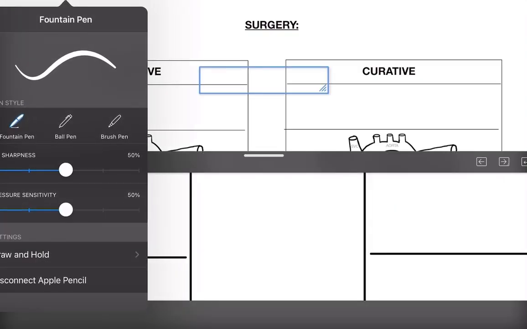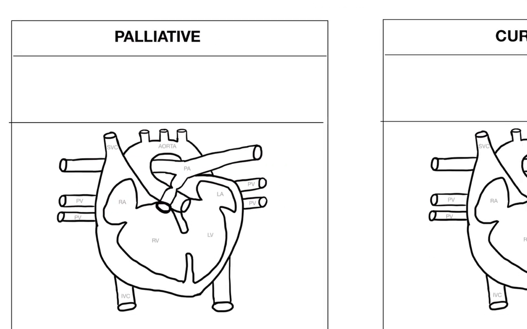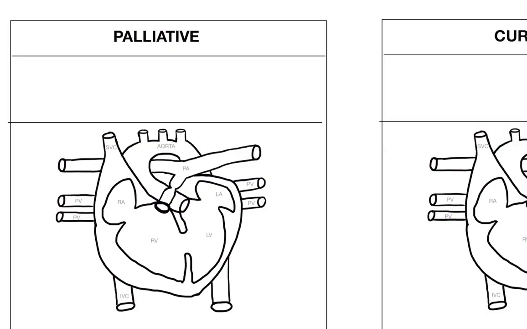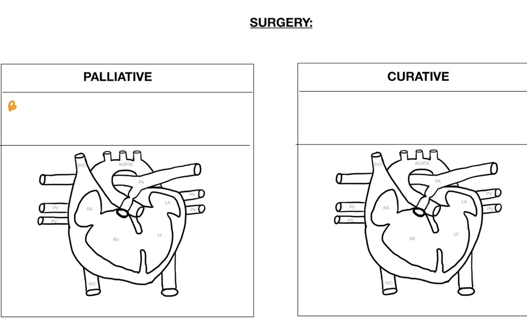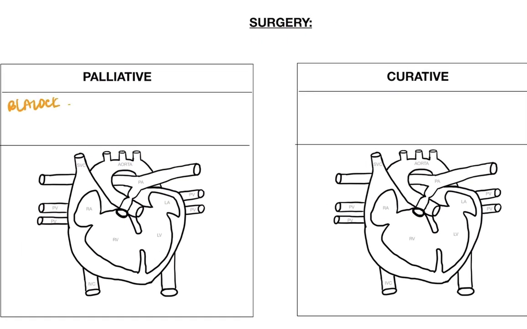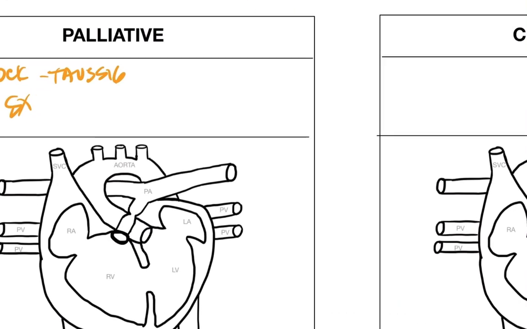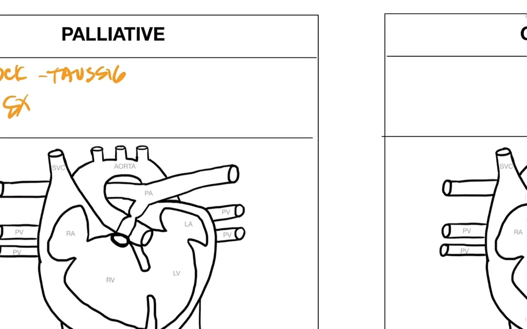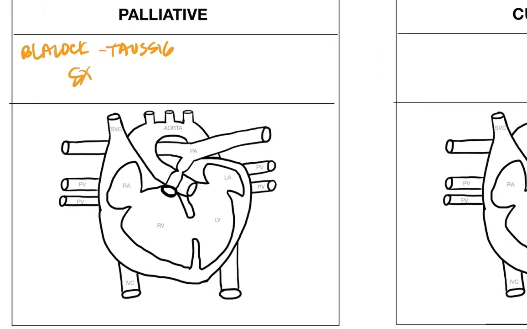We also have palliative treatments. It's called the Blalock-Taussig surgeries. Now, what this does, we anastomose, we surgically create this shunt. So we get the subclavian artery and then we put it here. So that's the Blalock-Taussig surgery.